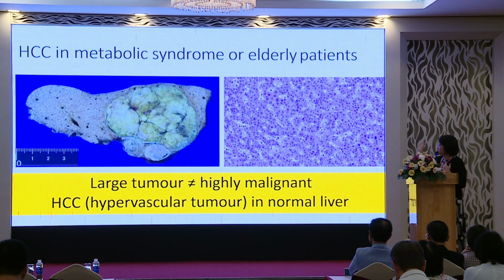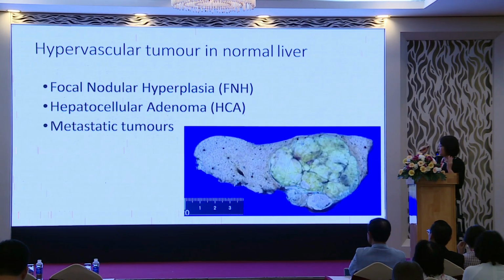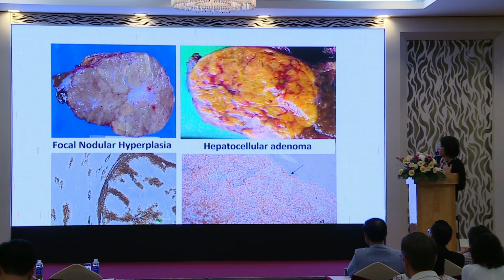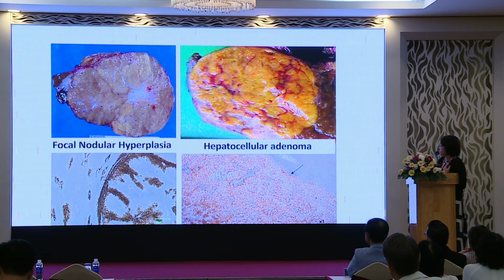And also we have to pay attention to those tumors arising from normal liver, which means that we have to distinguish between HCC and focal nodular hyperplasia or hepatocellular adenoma or even metastatic tumor, because these tumors present hypervascular lesion, and also these tumors often occur in a normal liver. So now I'm going to show the example of focal nodular hyperplasia and hepatocellular adenoma.